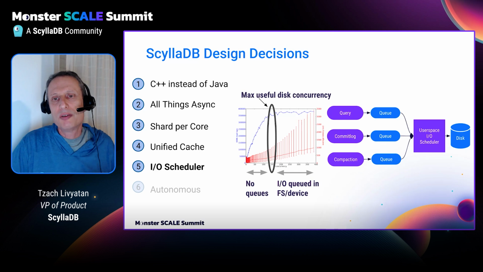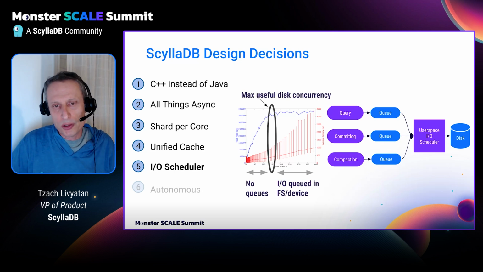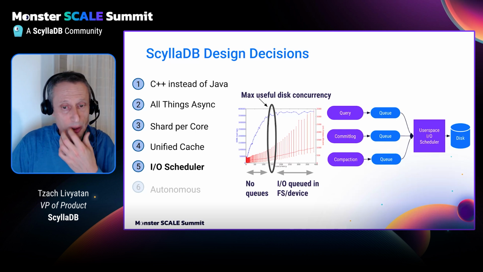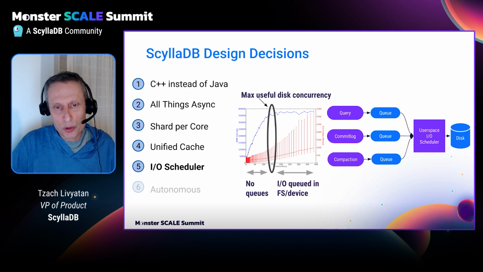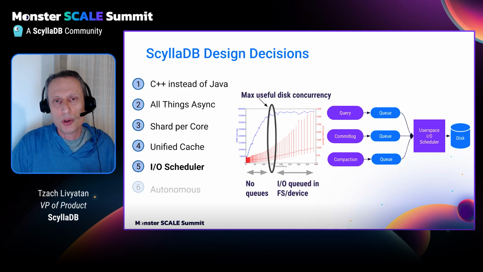Not only that, it gives the database more control over which request is more important and which is less important. If you let the SSD or the operating system manage your queues, you cannot control which request is more important than the other. While on a database, there are requests that are more important than others. For example, a repair or a compaction, we consider less urgent than a real-time request.